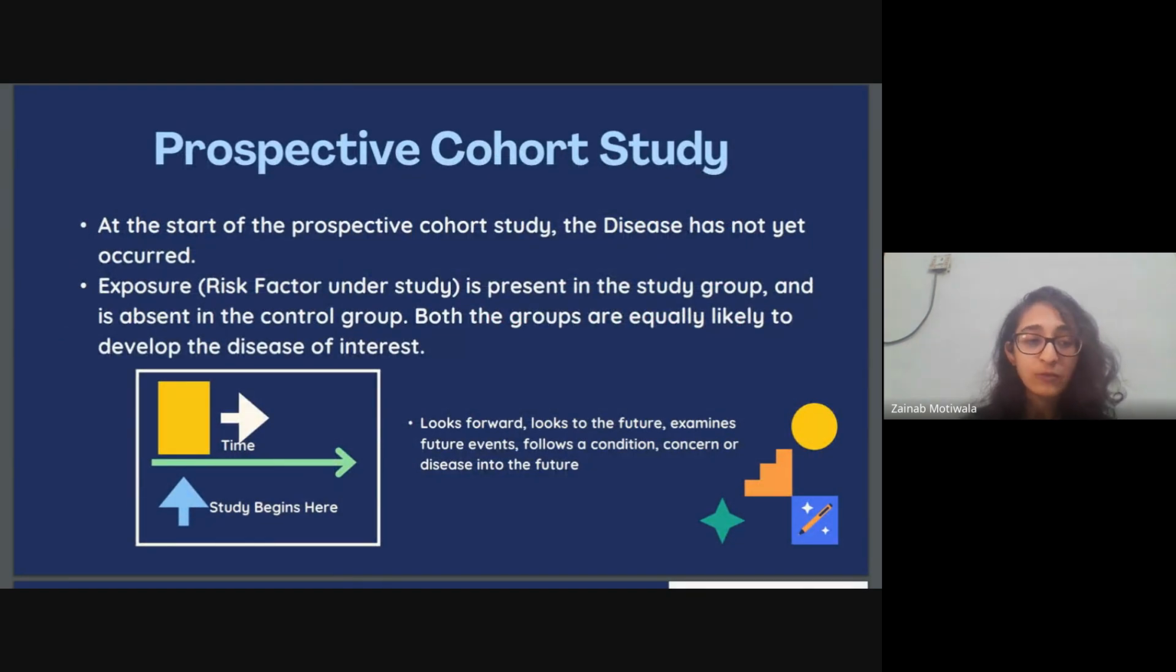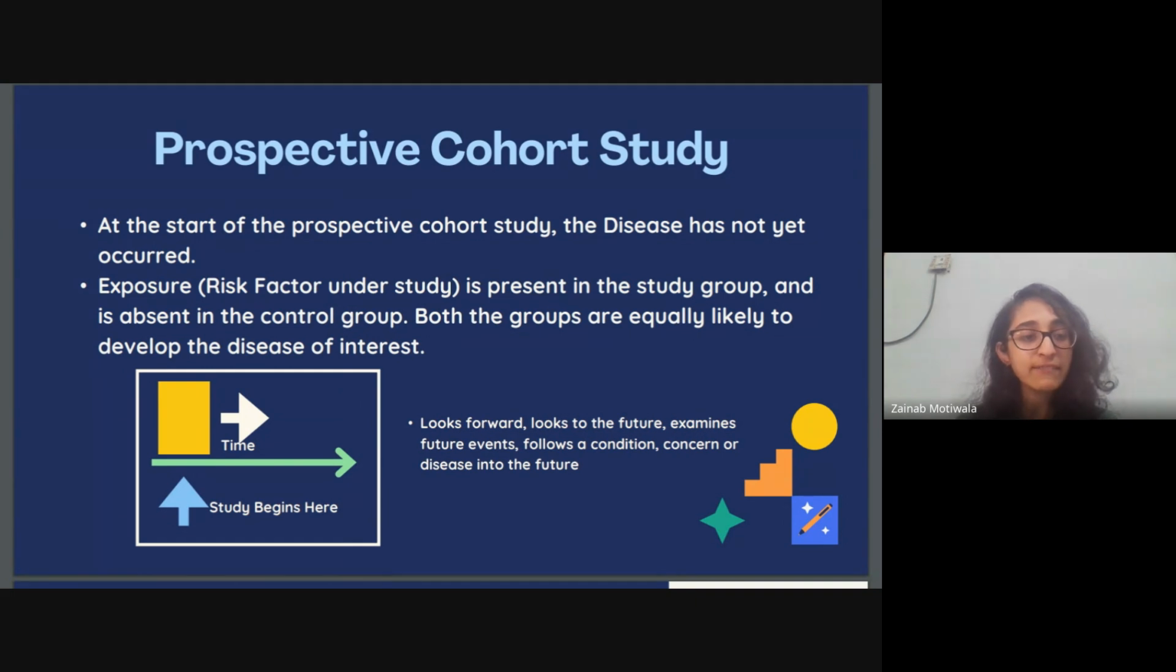Talking about prospective cohort studies. In general, one rule of thumb would be that prospective cohorts are always forward-looking. So in every case, it always goes from exposure to disease. Now, what is the difference between prospective and retrospective? That's the next question.